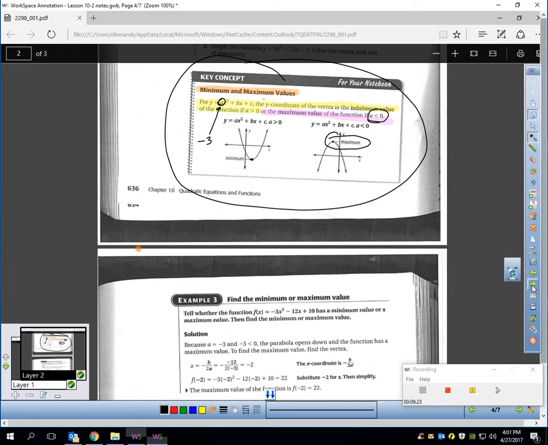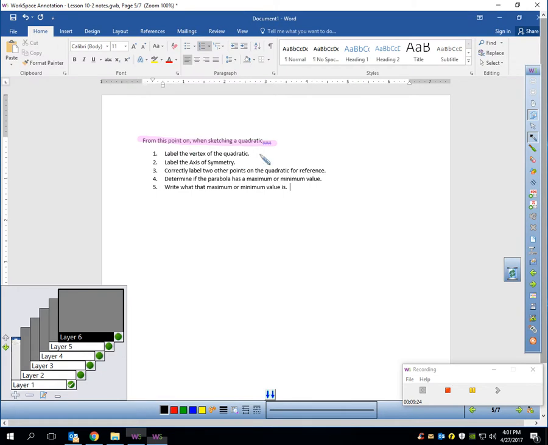Okay? This next slide, I would definitely make sure you get these notes down. From this point on, when you sketch a quadratic, I want you to label the vertex. I want you to label the axis of symmetry. I want you to label correctly 2 other points on the quadratic for a reference. I want you to determine if the parabola has a minimum or maximum value, and I want you to write what that maximum or minimum value is.